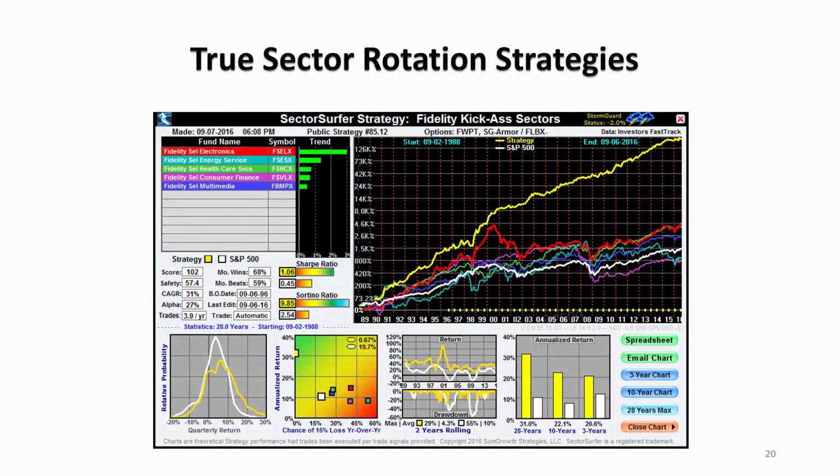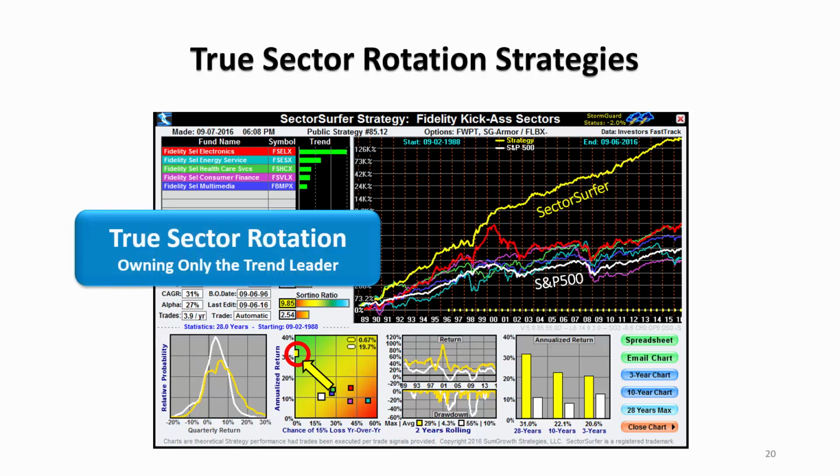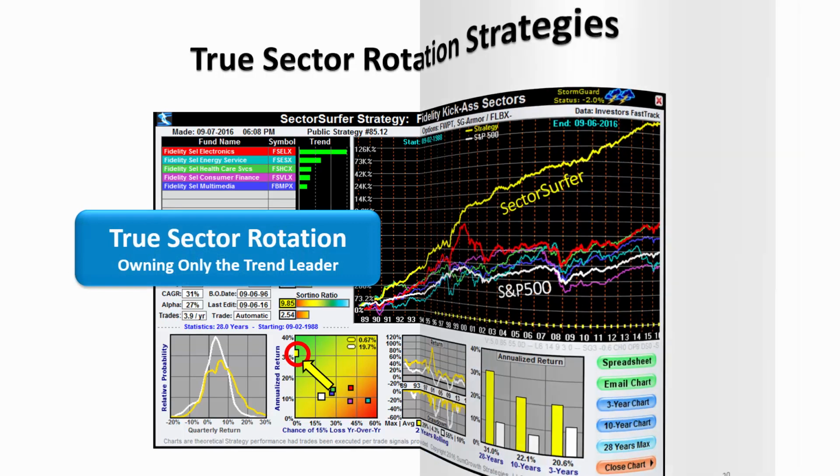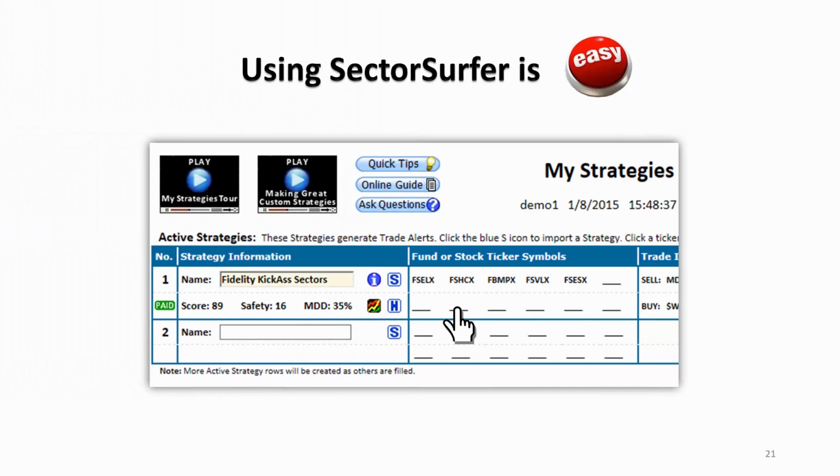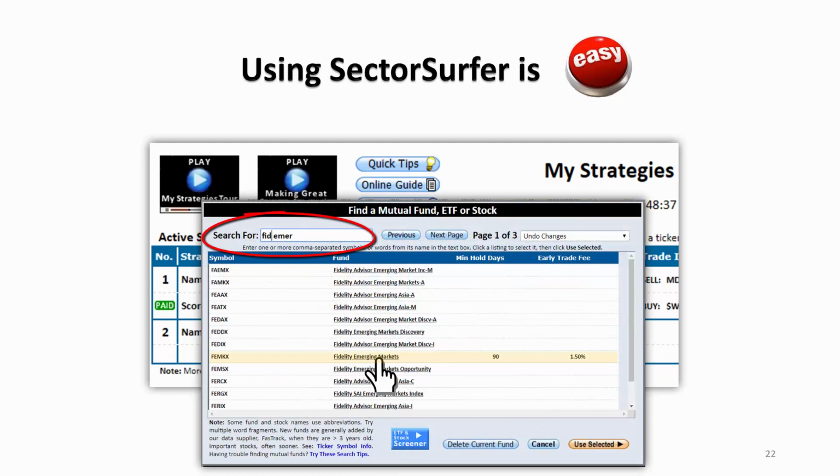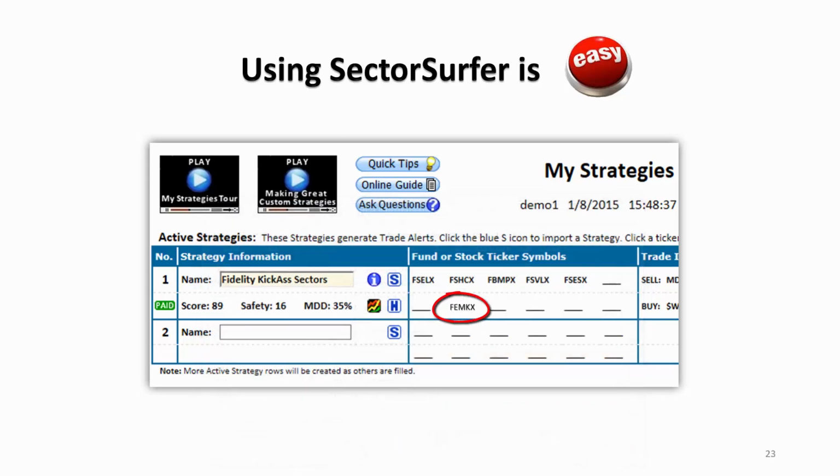On the main chart, the S&P 500 is plotted in white and the strategy equity curve is plotted in yellow. The risk-reward performance of the strategy has very nicely moved up and to the left. True sector rotation means owning only the trend leader at any time. To change a strategy fund, simply click one of its 12 ticker symbol locations. Use the text box to enter search terms and select the fund of interest. Then click the Use Selected button in the lower right. Instantly, you will see the new fund is added to the strategy. Its charts and spreadsheets are instantly updated.